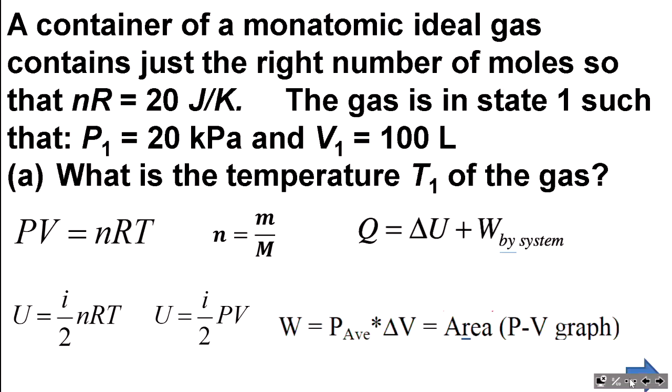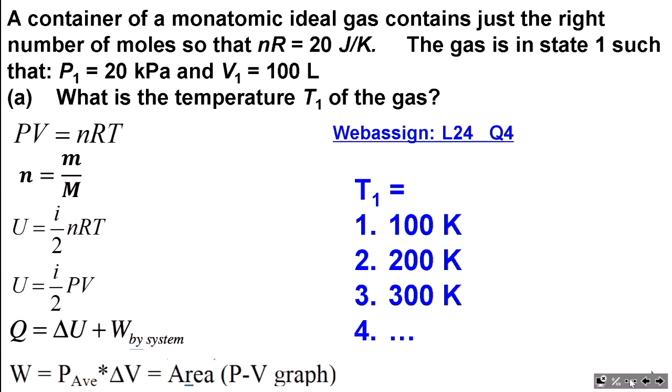Our next example, so we have a monatomic gas, and the initial pressure and initial volume are given to us. We need to calculate the initial temperature, to practice how to use the ideal gas law. Okay, let's calculate the initial temperature and enter your choice.